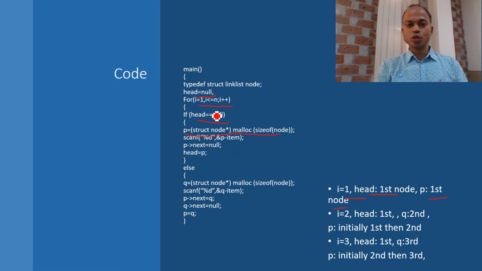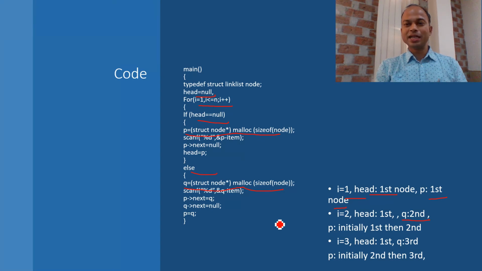When i equals 2, this if condition will be false. The reason is that head now contains the address of the first node, so this condition will be false, and now else will work. At this moment a node is created. Whatever node is created, the address of this node is copied into the pointer q. So q contains the address of the second node.